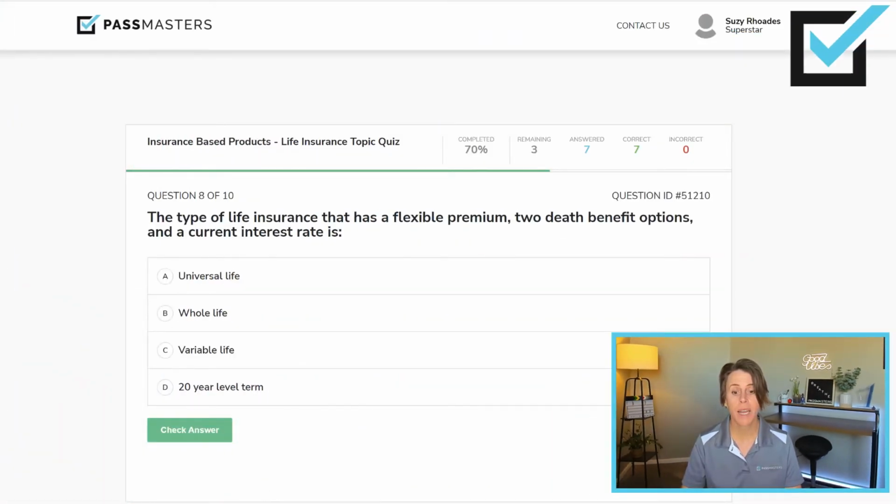The type of life insurance that has a flexible premium, 2 death benefit options, and a current interest rate is universal life, whole life, variable life, or 20-year level term. So we have some keywords in the question. Remember, you're a detective when you read your test questions. Current interest rate, universal life.